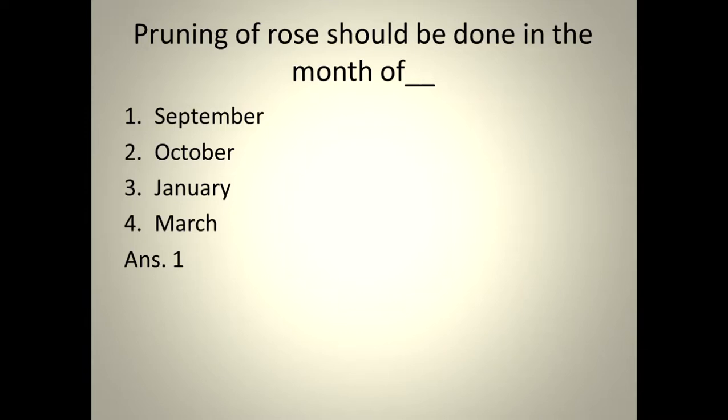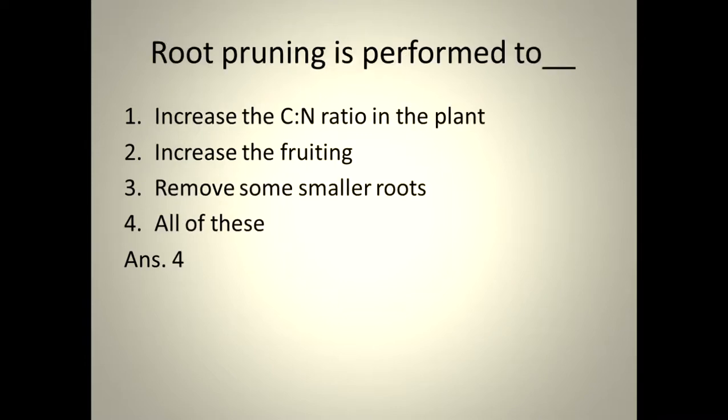The options are September, October, January, March. The answer is September. The next question is, root pruning is performed to. The options are increase the CN ratio in the plant, increase the fruiting, remove some smaller roots, all of these. The answer is all of these.